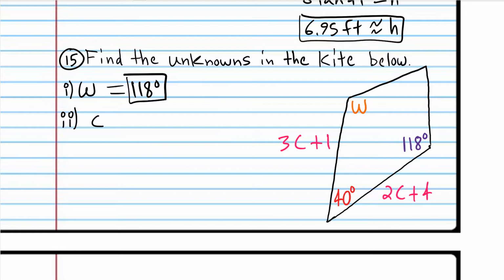Now, a kite is a quadrilateral with two pairs of congruent sides. So this side and this side, they're congruent. And this side and this side, they're congruent. So we know that the pink expressions must be equal to each other. Then we just solve that, subtract 2c from both sides, subtract 1 from both sides, and there you go. C is equal to 3.